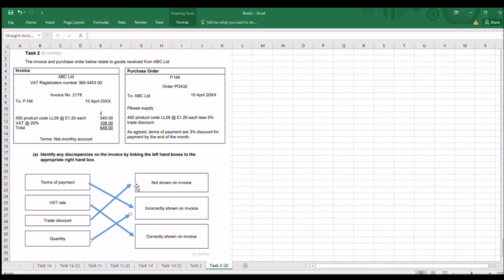The VAT rate is at 20%. It's not shown on the purchase order, doesn't have to be in there. And in this assessment, VAT was at 20% in there. So it's correctly shown in the invoice.